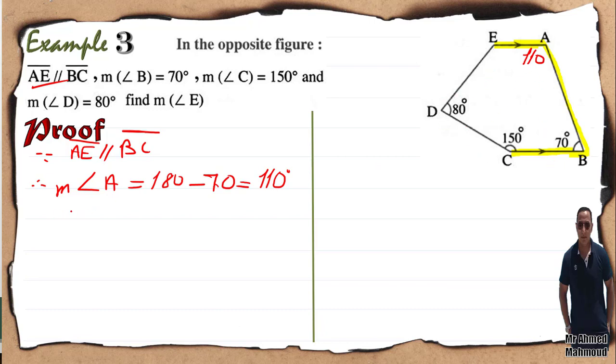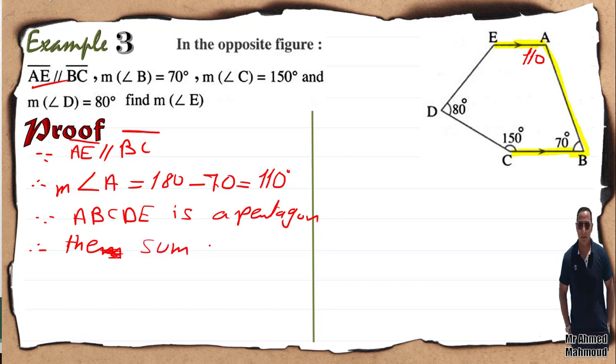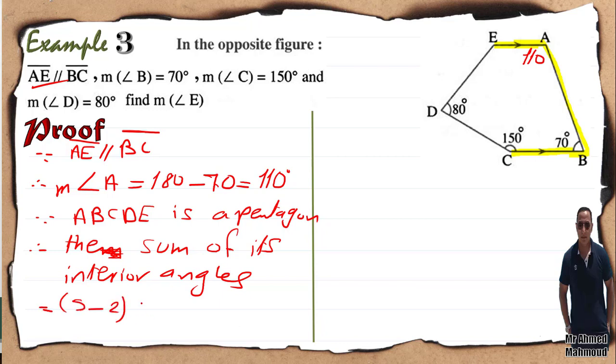ABCDE is a pentagon. Okay, so I'm going to evaluate the sum. Since ABCDE is a pentagon, therefore the sum of its interior angles equals 5 minus 2 times 180 equals 540 degrees.